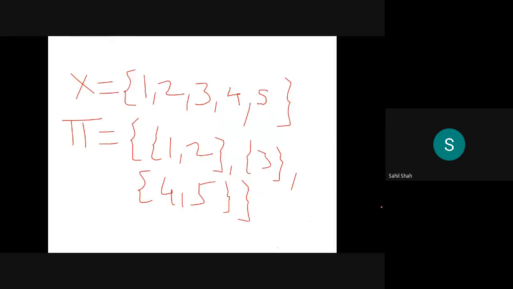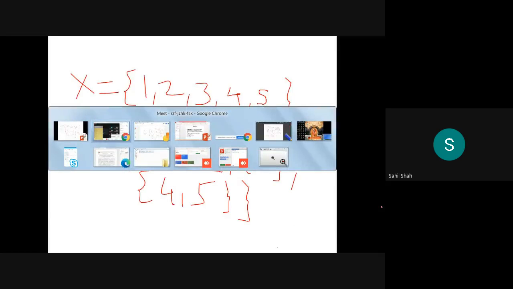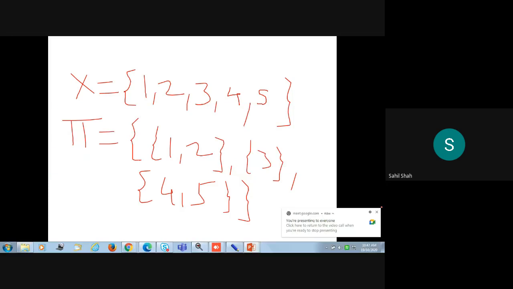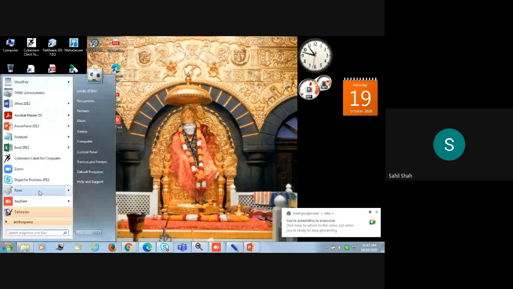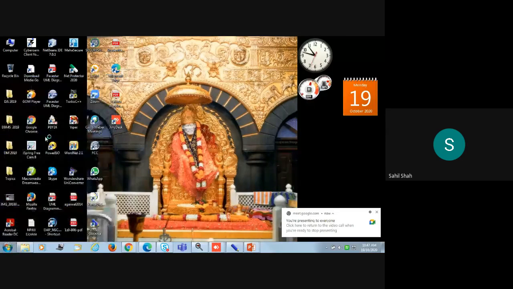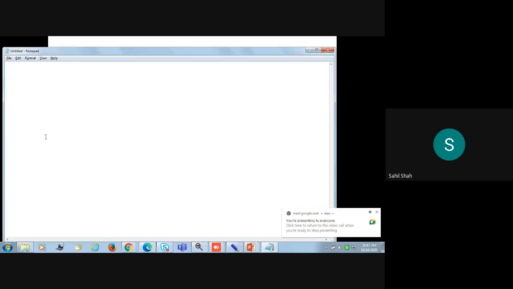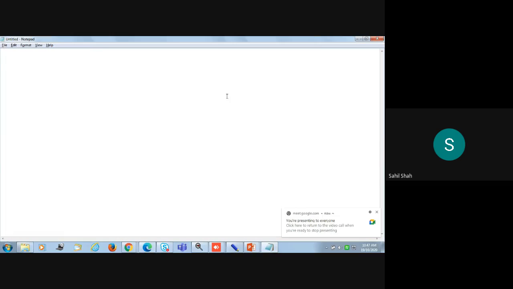Yes. Good. Let me go back to Notepad so that we will be able to cover the examples faster. Where is Notepad? Yeah. So it will be faster. What next? Let R be an equivalence relation. I am writing EQ in short.